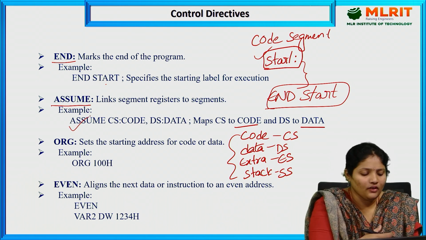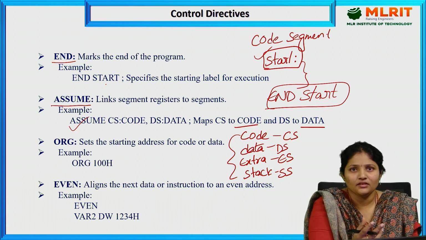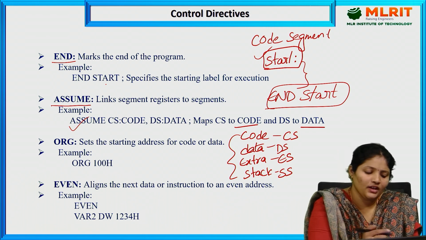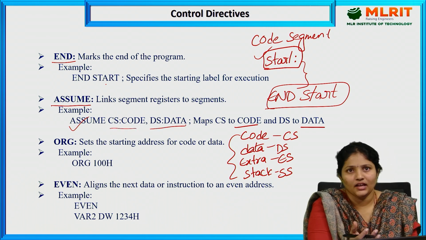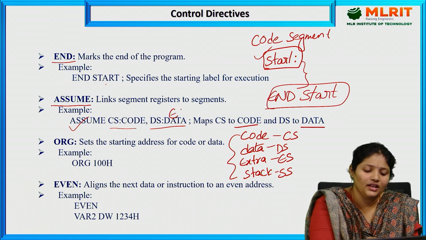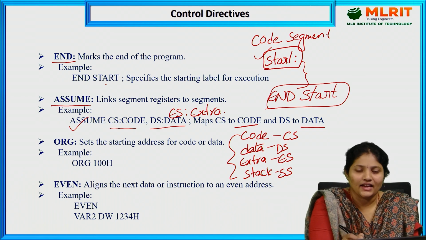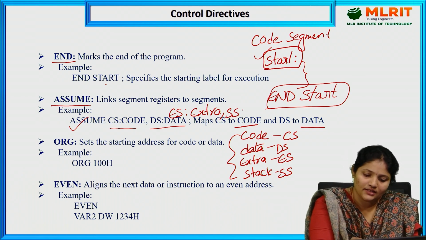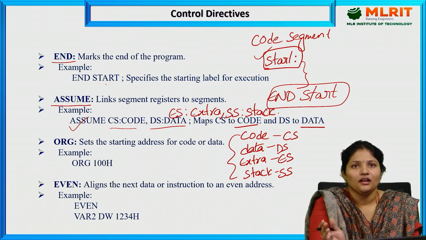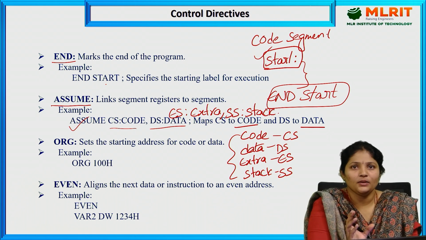If we want to use only 2 segments in the program, you can write assume CS code, DS data. If we are performing string manipulation programs, then we can include ES, extra segment. If we want to declare the stack segment, yes, you can use SS, stack segment. Like this, we can link segment registers to that particular segment.